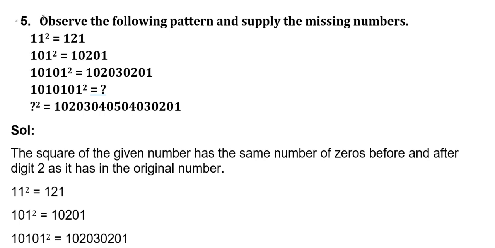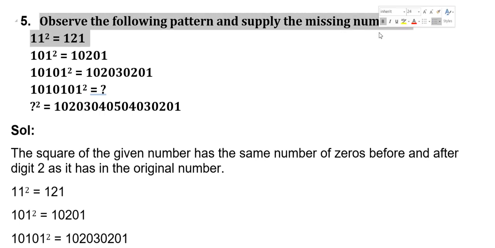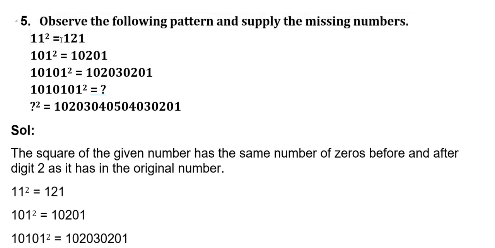Observe the fifth one also, same like that. Observe the following pattern and supply the missing numbers. So 11 square is equal to 121, 101 square is equal to 10,201, 10,101 square is equal to 102,030,201. Same like that, 10,101 square is equal to how much, and this one is equal to how much, like this.